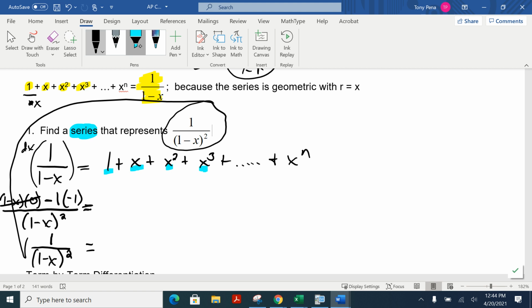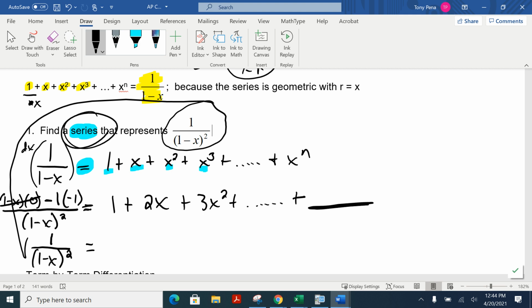Well, if these are in fact equivalent to each other, which we said they are, then whatever I do to one side, I should be able to do to the other side. So if I took the derivative of the left, I'm going to take the derivative of the right. The 1 would go away. The derivative of x would be a 1. The derivative of x squared is 2x, 3x squared, so on and so forth. However, what we ultimately want is the general term here.